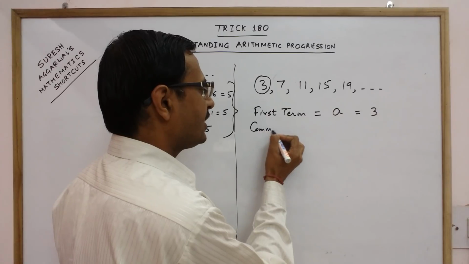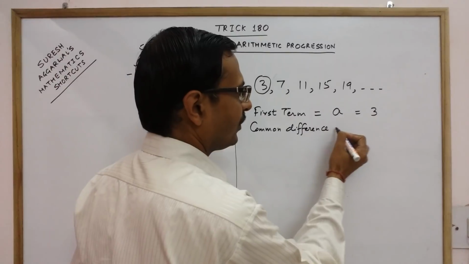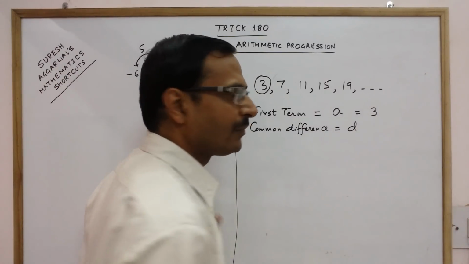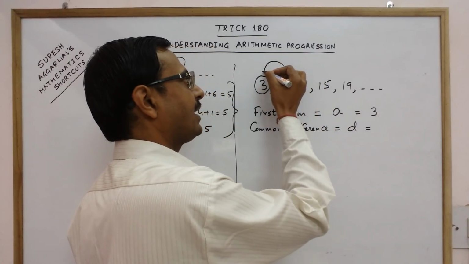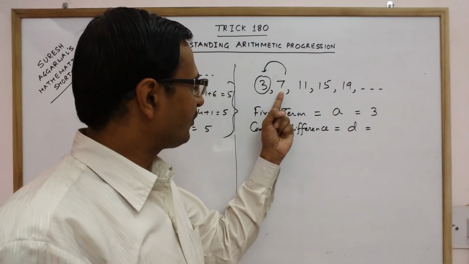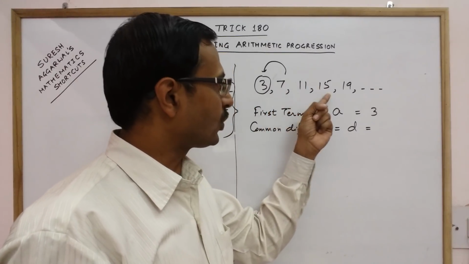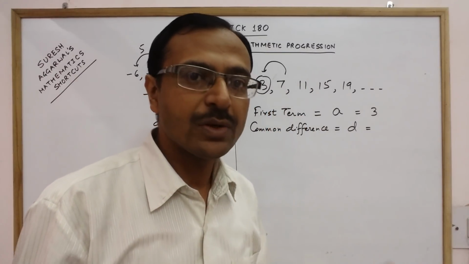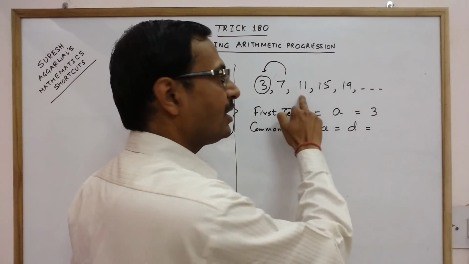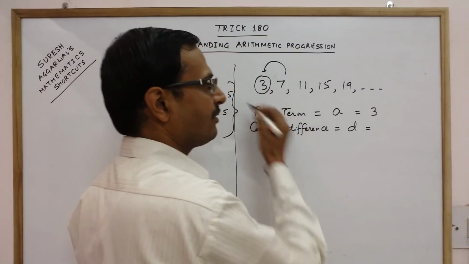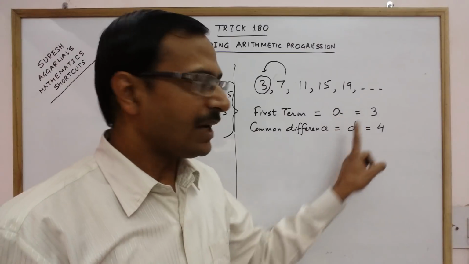The second variable is the common difference, which I have told you just now, denoted by d, and which is obtained by subtracting the first term from the second, or the second from the third, the third from the fourth, and so on. You can take any two consecutive terms and subtract the previous term from the next term. So 7 minus 3, this is 4. So a is 3 and d is 4.